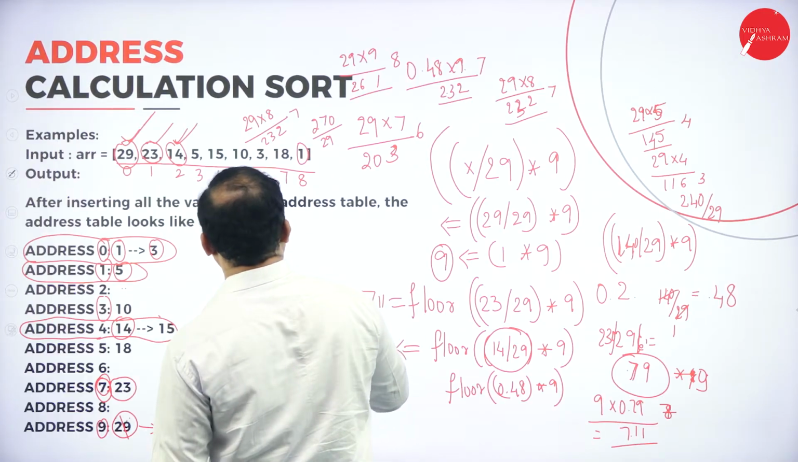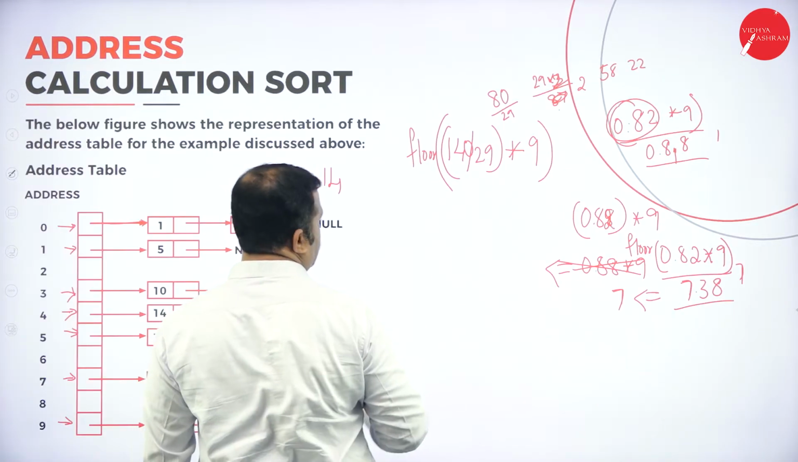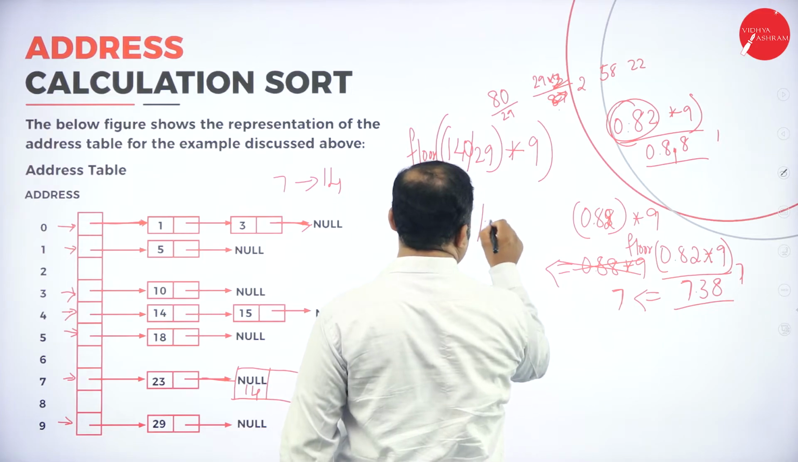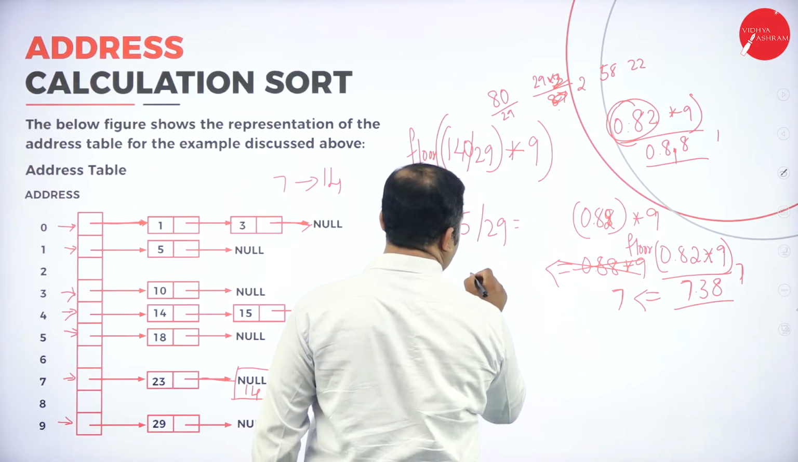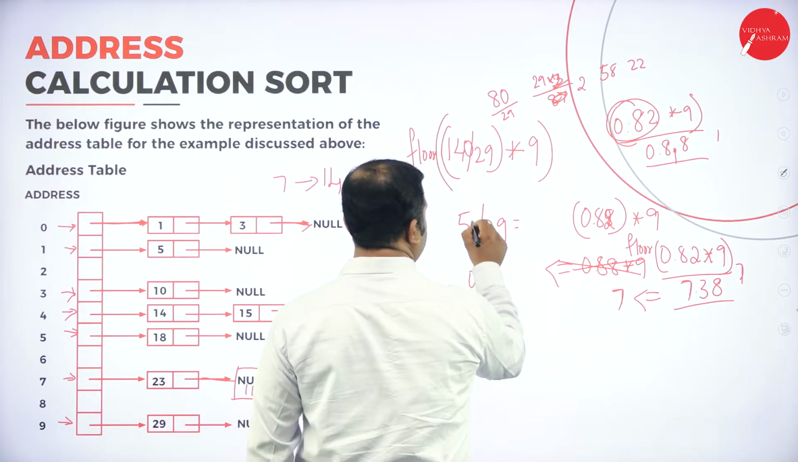We have one more item here, that is 5. That is 5 divided by 29. That turns out to be the value which is equal to 0. This becomes 50.